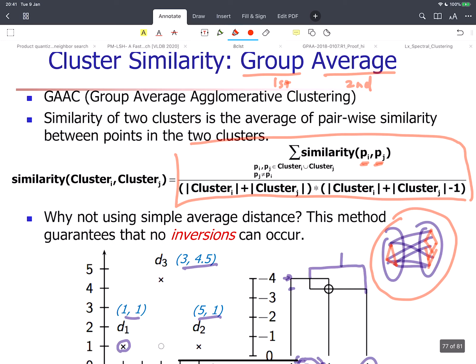So we don't necessarily need to follow this procedure. Just take the average of all the distinct pairs. That should be enough.